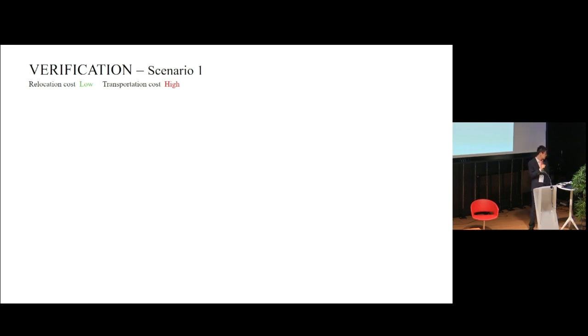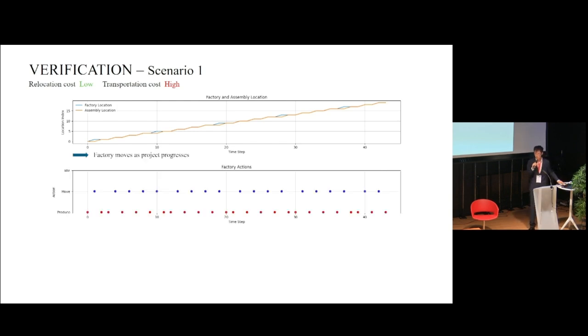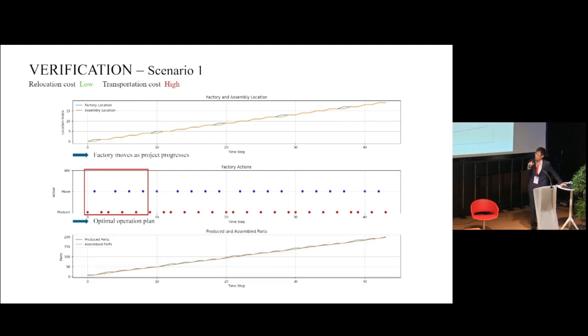So for example, if the relocation cost is low and the transportation cost is high, we can see that the factory always moves with the construction site. And you can see this is the action sequence of the factory, and there's a regular pattern shown in this action space, and that can be defined as the optimal operational plan of the factory. And also from this chart, we checked the produced parts and the assembled parts at different time steps. So it shows that now the factory provides on-demand production.